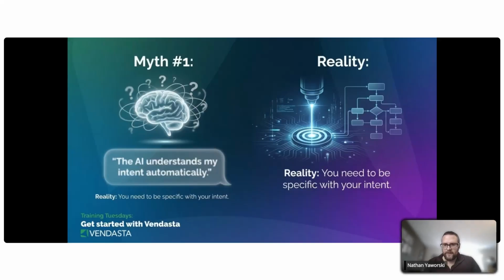So I'm going to dispel a few myths here about AI agents. Myth number 1, the AI is going to understand my intent automatically. Unfortunately, that is not true. The AI is smart, but it's only a pattern matching machine. It's not a mind reader. So if you're not specific, it's going to fill in the gaps with its own assumptions, and often those assumptions are going to be wrong. So you always want to make sure that you are being specific with your intent.